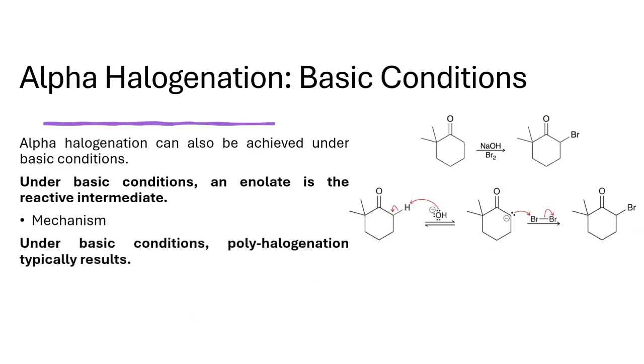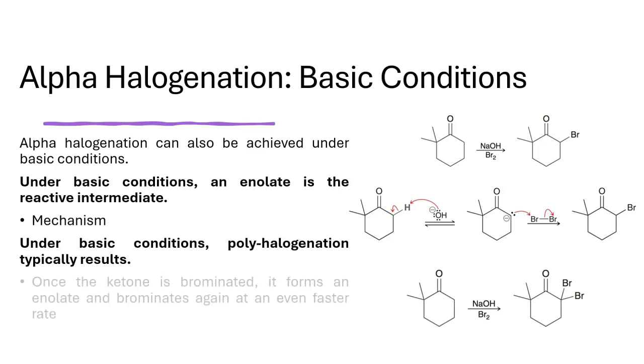Under basic conditions, polyhalogenation typically results. It often cannot be stopped with just one halogenation. Once a ketone is brominated, it forms an even faster enolate intermediate and brominates again at an even faster rate.